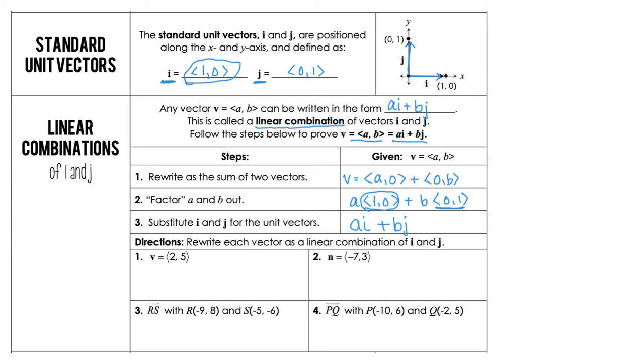Right, so rewrite each vector in a linear combination. So again, this is A, this is B. So the linear combination is just going to be 2i plus 5j, sorry. And the same is true for number 2. You're going to have negative 7i plus 3j.